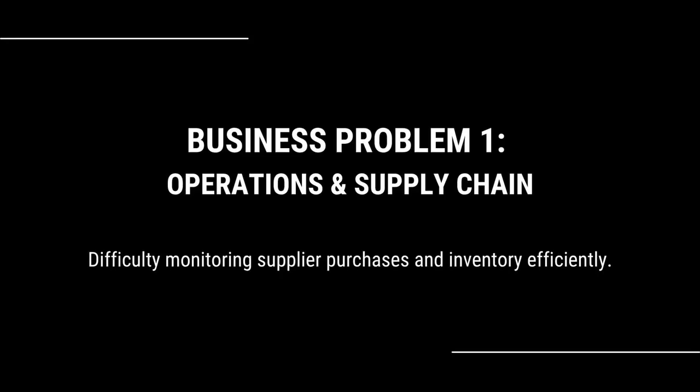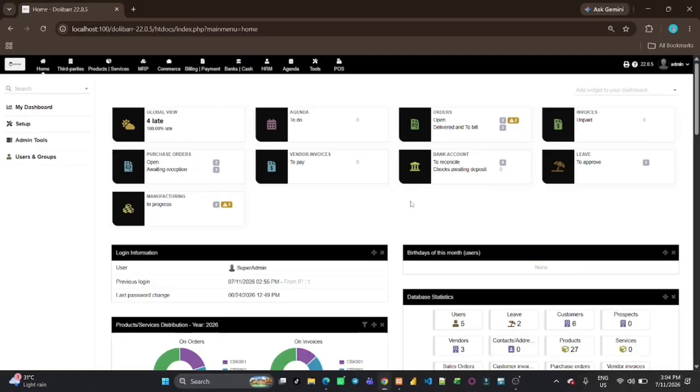The first problem is operations and supply chain. As Casalwa Boutique continues to grow, managing supplier purchases and inventory becomes more challenging, which may lead to stock shortage and difficulties in monitoring supplier orders. To solve this problem, we implemented the purchasing and inventory modules, allowing purchasing activities and inventory to be managed digitally. Now let's see how this solution works in the ERP system.